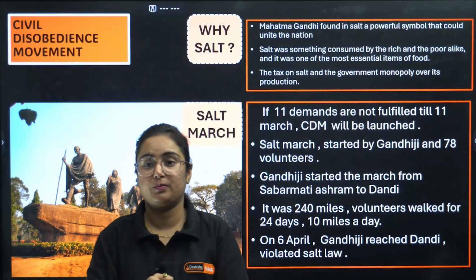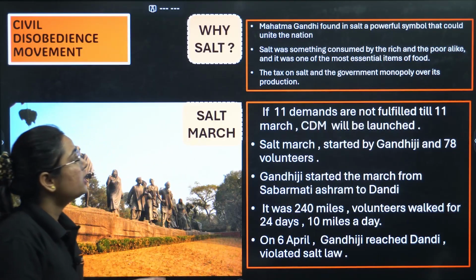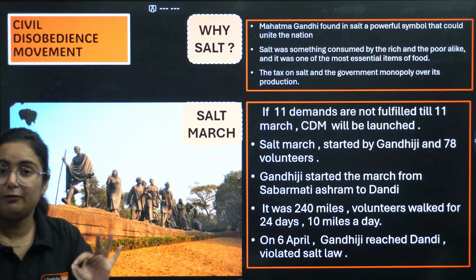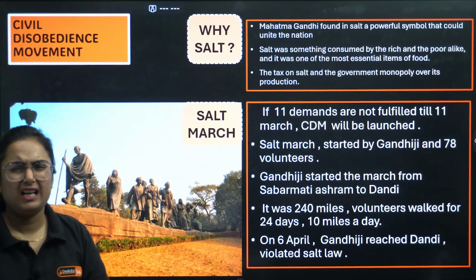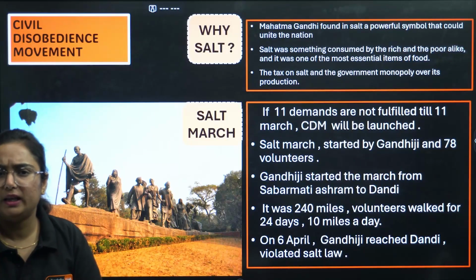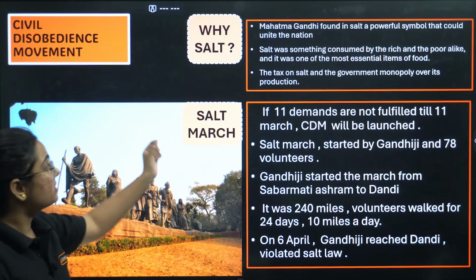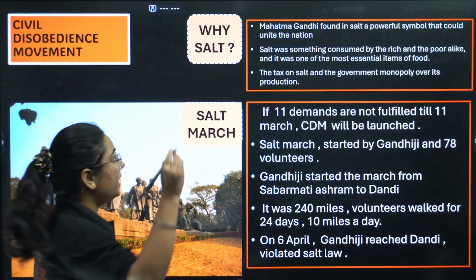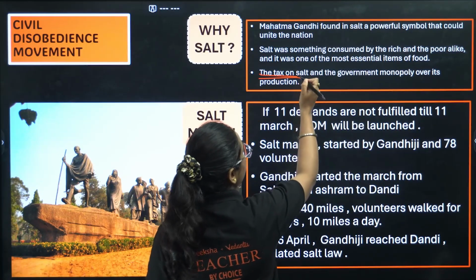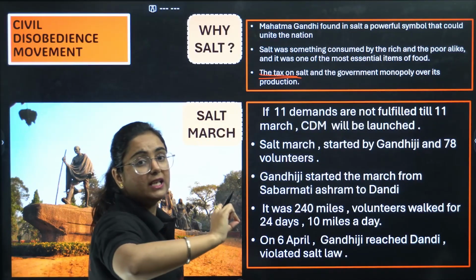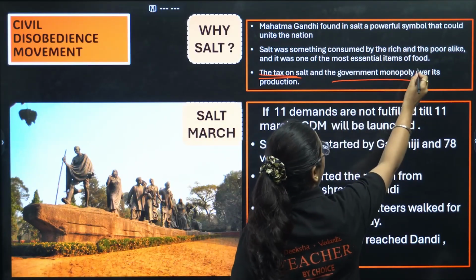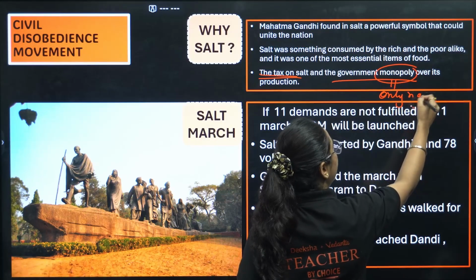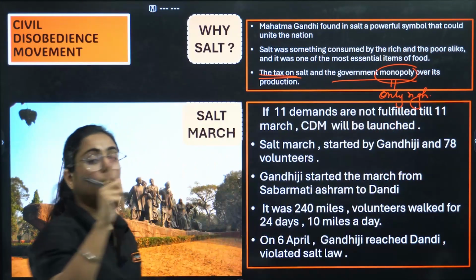Now, why salt? Because do you know that salt was considered a powerful symbol within India, because each and every one was using salt? And there are many commodities which are used by Indians. Then why salt again? Because they had passed a tax here. An inhuman tax was applied on the consumption of salt as well as the monopoly. The monopoly means only the right to make salt was given to Britishers.